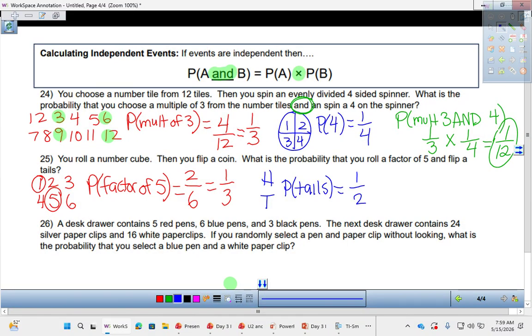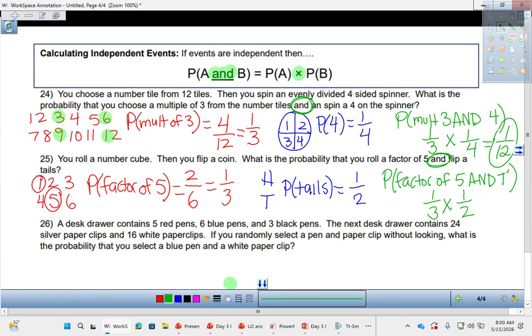So I find each probability separately. And now if I want both of them to happen at the same time, or one after another, what is the probability that you roll a factor of 5 and flip a tails? I'm going to multiply them together. And means multiply. So I'm going to take the probability of the factor of 5, which was 1/3, and multiply it by the probability of getting tails, which is 1/2.